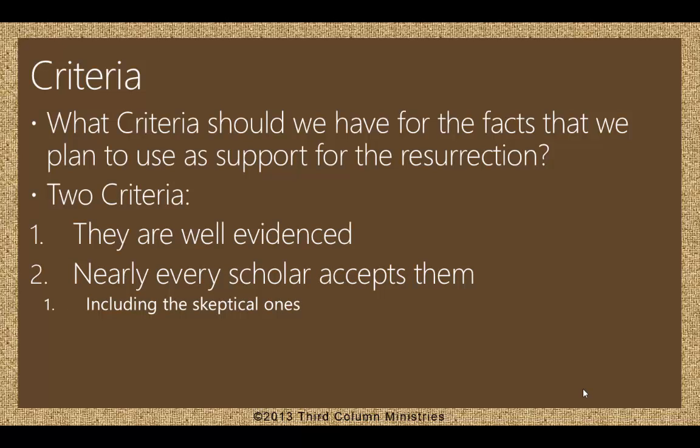The two criteria that he talks about are the two things he wants to do. He wants it to be well evidenced. In other words, there's multiple attestation, it's early, it has embarrassing facts to it, all those types of things that we talked about. The second thing is that nearly every scholar accepts it, right? So even the liberal ones, if they accept these facts or this piece of evidence in history, those are the ones I want to use.